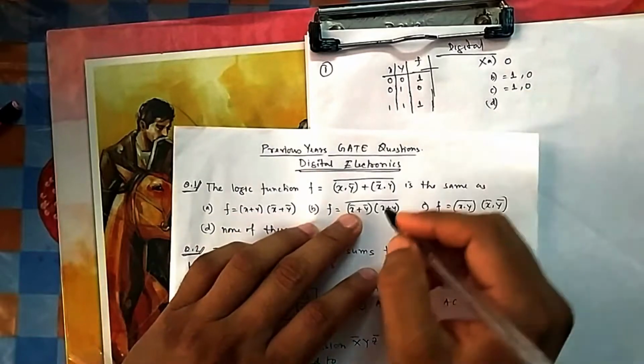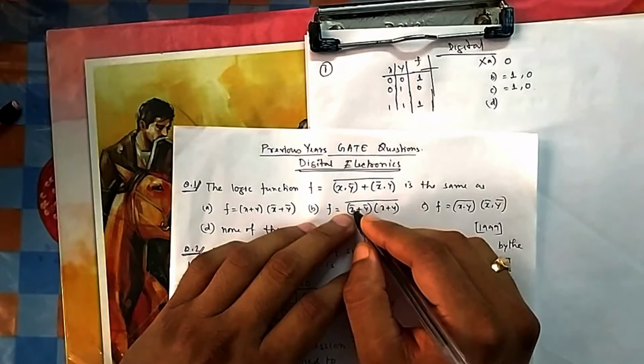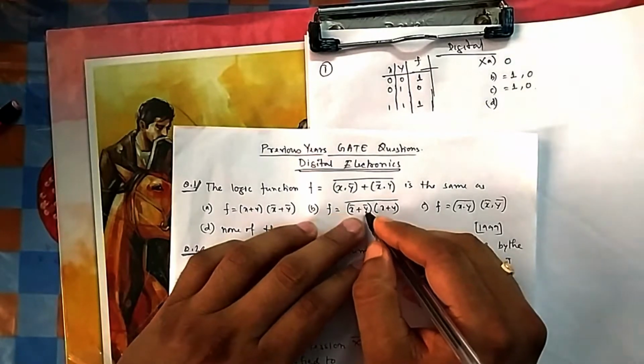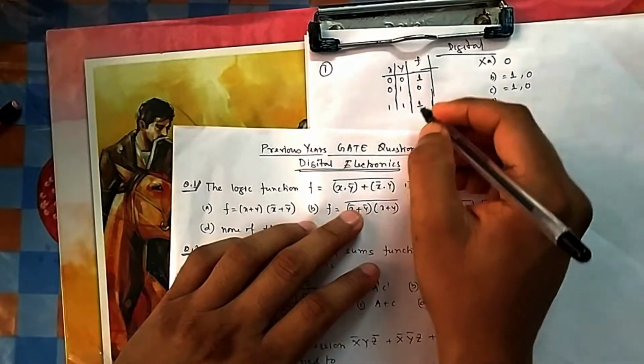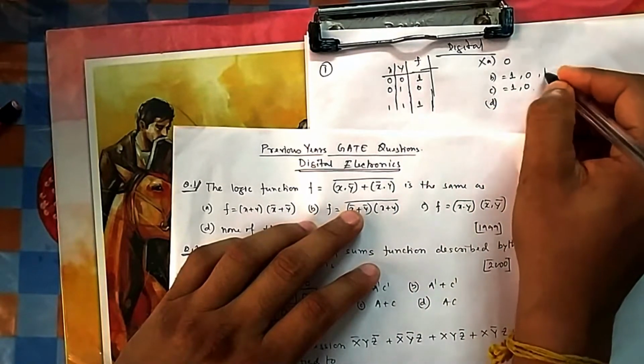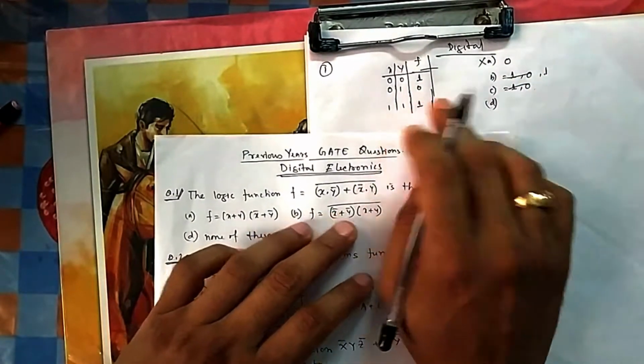So if you put it here, 1 plus 1 is 1, and 1 bar is 0, so 0 plus 0 is 0. 0 into something is 0, and bar is 1. So B is also giving me 1. Okay, B still can be. We will hold it for a moment.